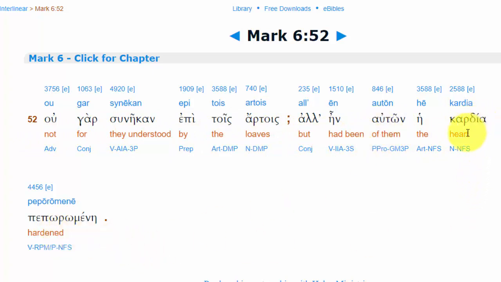And here you see the word heart. So, cardia, and they've transliterated it here. So cardia is the word in Greek underlying the word heart. Do keep in mind that this is version specific. So being that it's in working with Strong's, this will be a concordance on the King James Version.